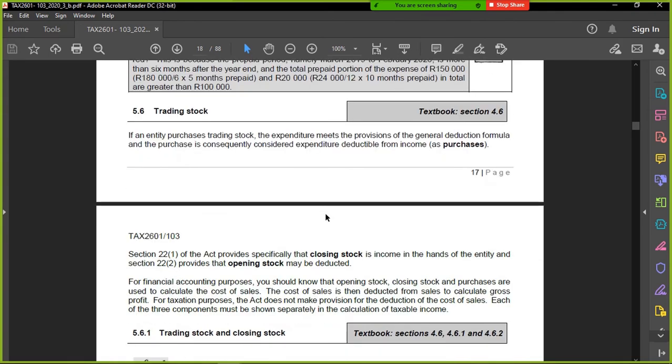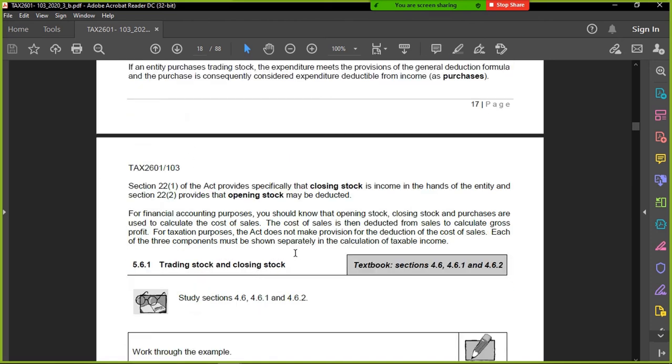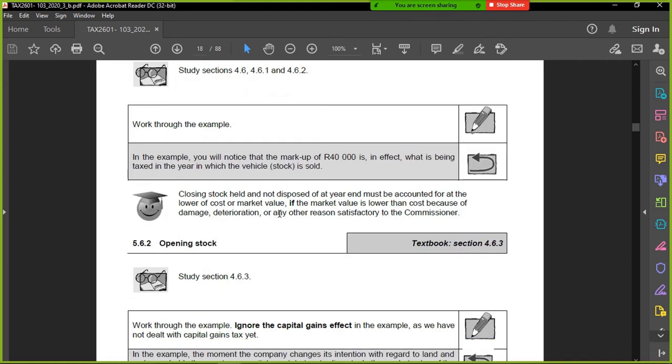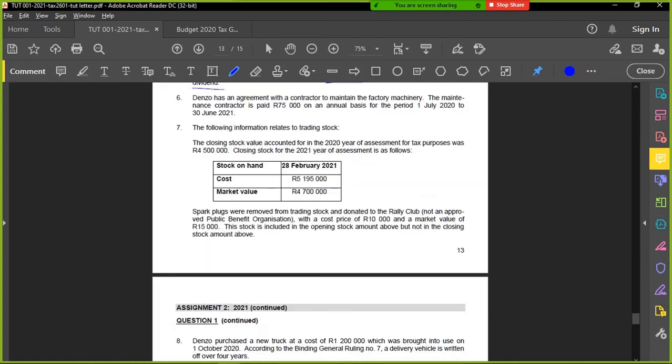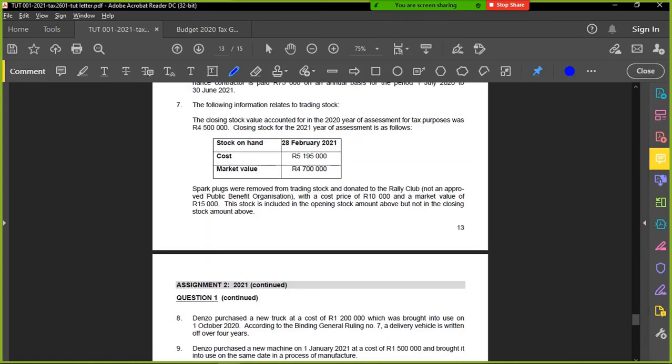Yeah, here's the trading stock. Let's see where they said that lower of thing. Here, provides specific closing stock. No, that's opening stock. I know they've written it somewhere. Okay, there we go. If the market value is lower than the cost, you have to use the lower of cost or market value. Okay, it's probably better to find in the textbook. But in the study guide, it's there. Lower of cost and market value. Do you agree? Yes.